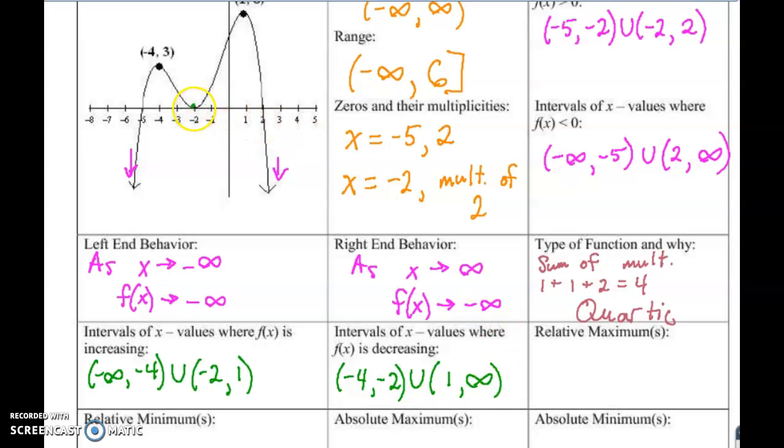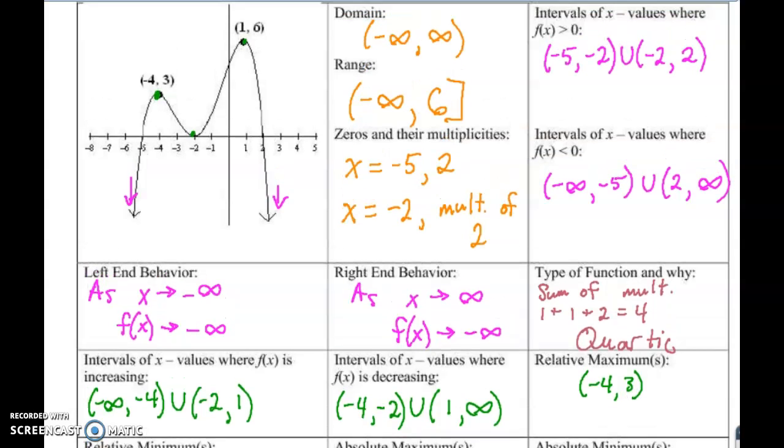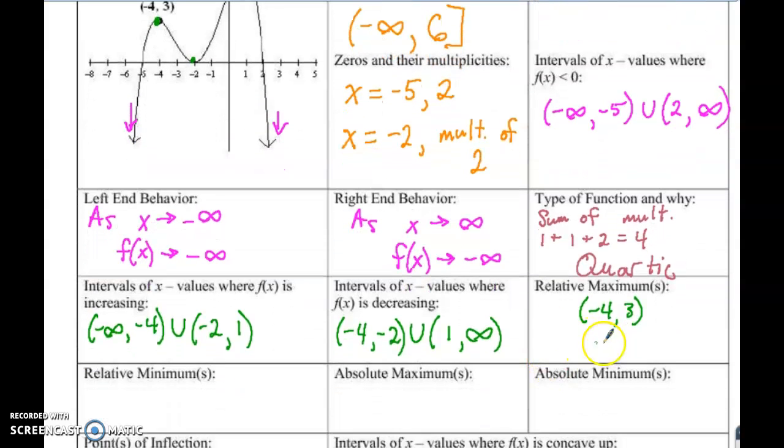So now the relative max is here and here. So we do have two relative maxes, except I can't really see the other one, 1, 6. But there's only one absolute max. So which one of those values has a higher y value? That would be at 1, 6. And again, if you follow my advice from the previous slide, you might say max value is 3 at x equals -4. Max value is 6 at x equals 1.